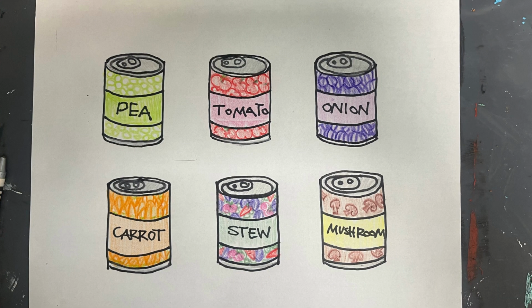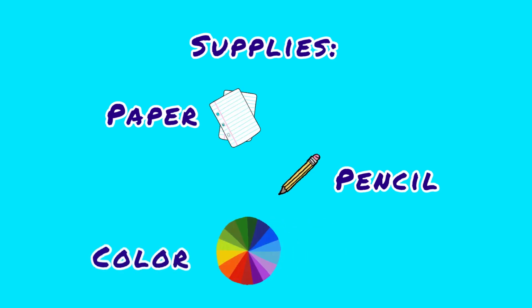Today, we're going to recreate Andy Warhol's soup cans. The supplies you will need: paper, pencil, and something to color with. Let's go ahead and get started.